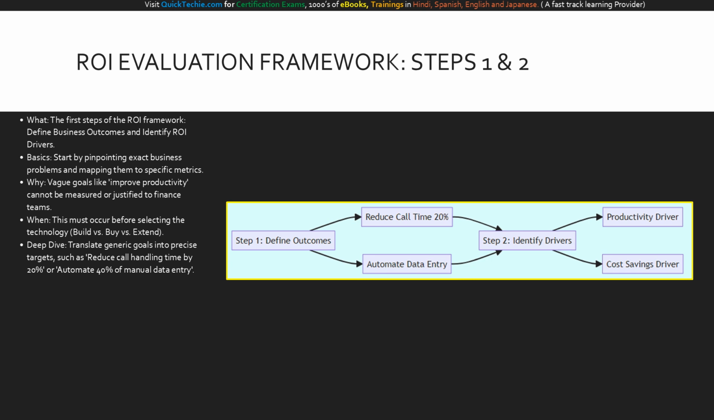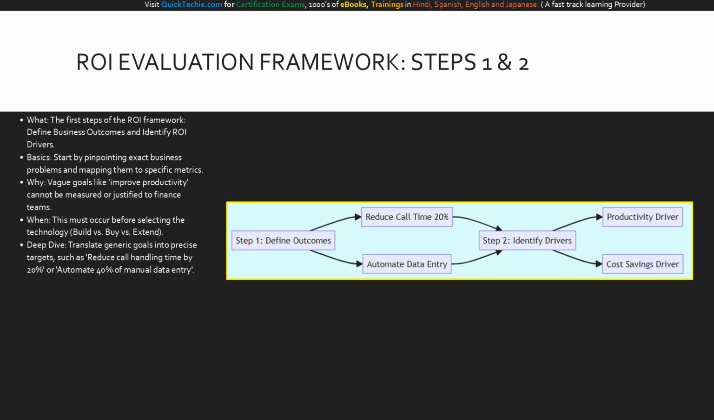What does this mean? It means starting your architecture process by pinpointing exact business problems and mapping them to specific, measurable drivers. Why is this mandatory? Because vague goals like, we want to improve productivity, cannot be measured, and they certainly cannot be justified to a strict finance team. When do you do this? This must occur before you ever decide whether to build a custom model or extend Microsoft 365 Copilot.